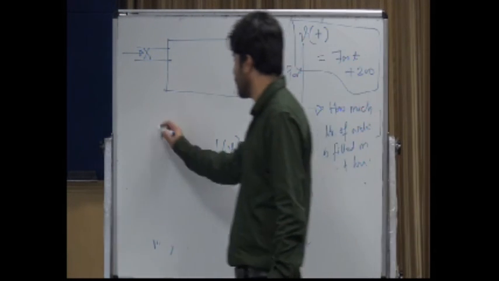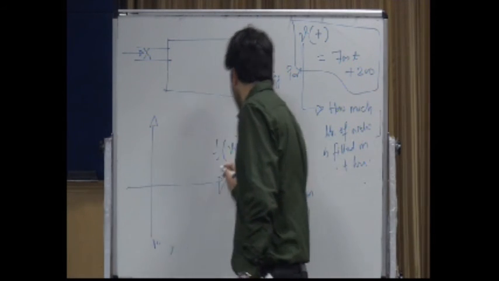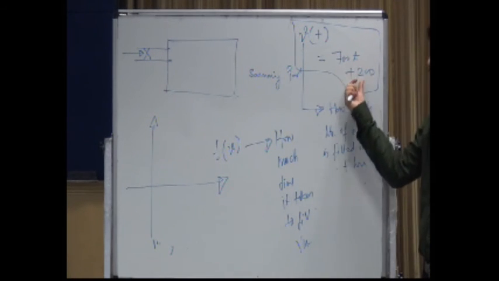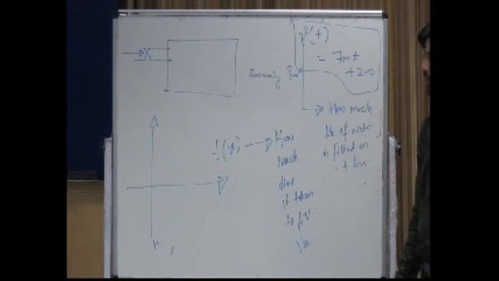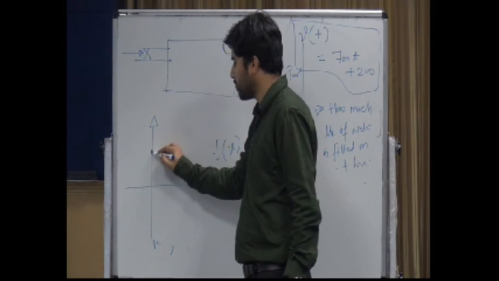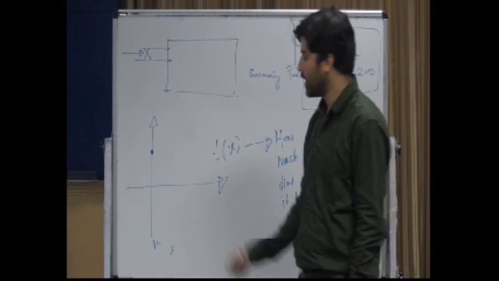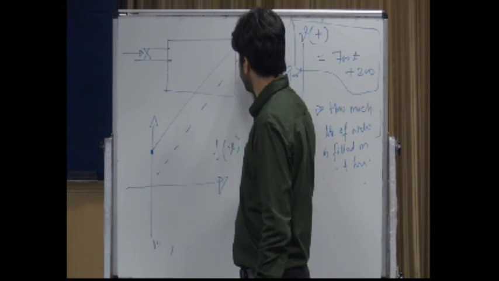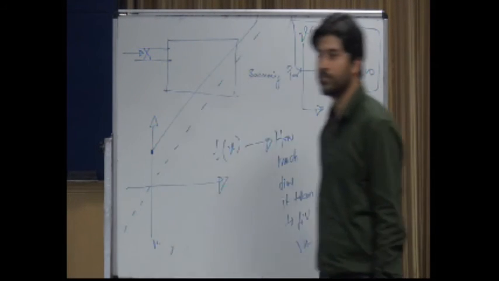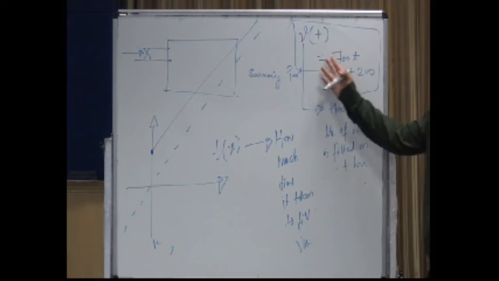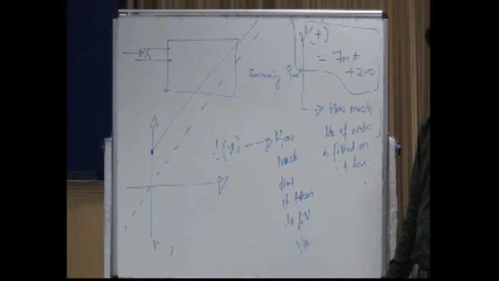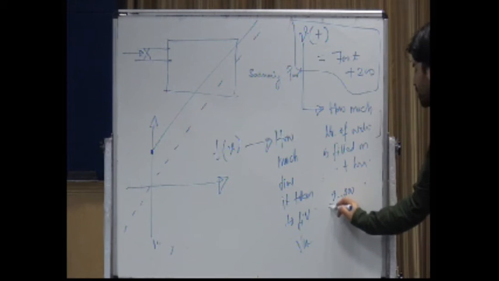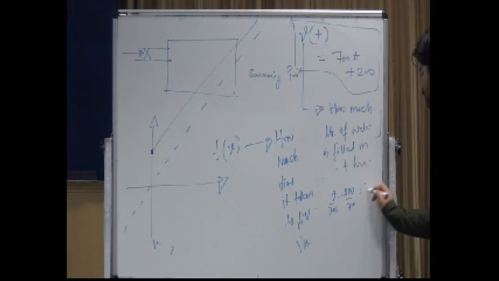If you plot this one, how will its graph look? At t equal to 0, it will start at 200, somewhere here. And then it will be a straight line. This would be your y equal to x line. Right? And how will this one look? V minus 200, that would be it, right?